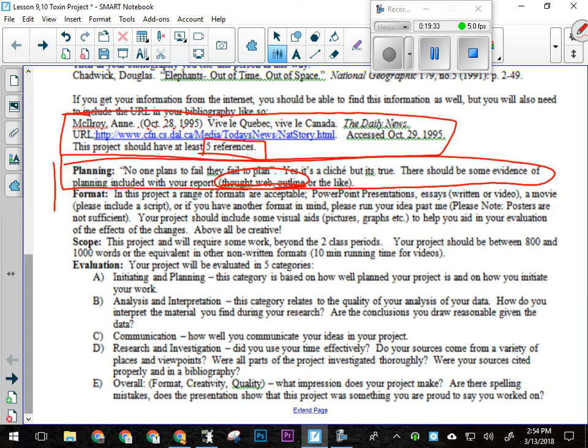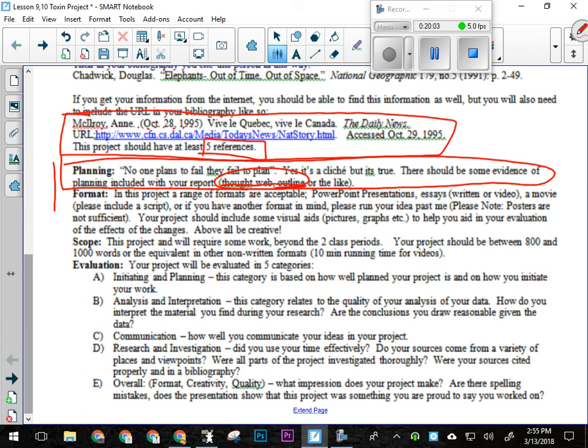Research and investigation, that's your bibliography. You have a minimum of 5 references in the right format that I showed you right here. And then lastly, overall: format, creativity, quality. If when I read your report, I think, my 8-year-old could have done this, that's not good. If it's full of spelling mistakes and stuff like that, that's not going to bode well. Make it seem like a 15 or 16-year-old wrote this, and use proper scientific language.